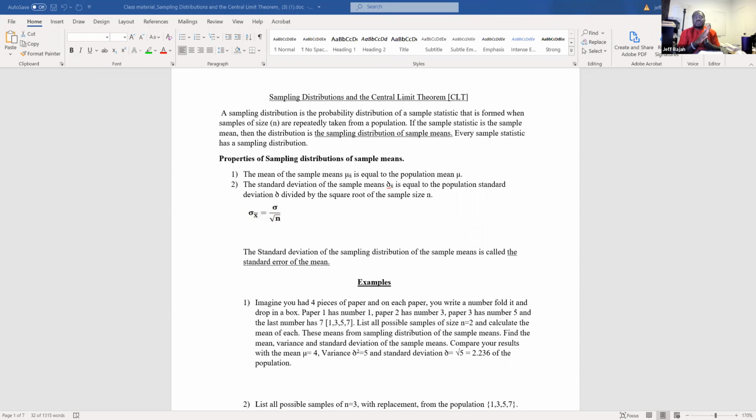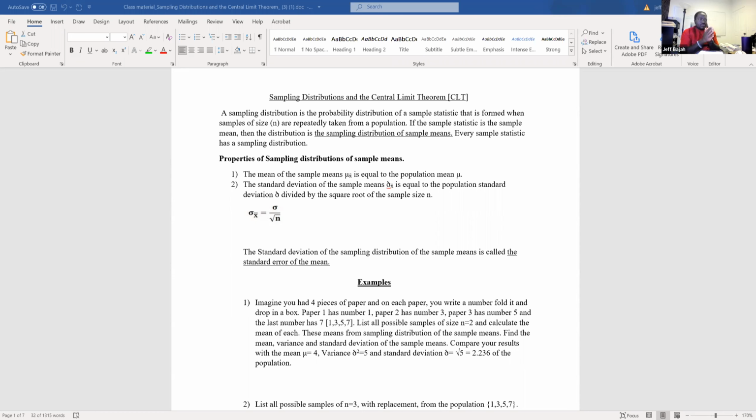So I want to begin by explaining what sampling distribution is. And then when I explain that, we're going to look at some examples so we all understand the concept. And then we also will move on and look at the central limit theorem. So what is the theory behind sampling distribution?